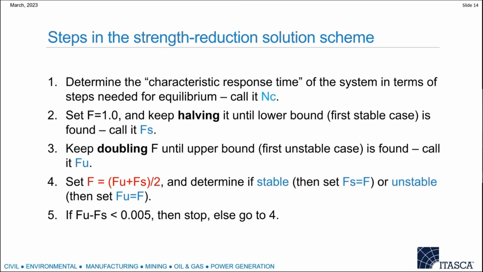we make it 1/4. This is one direction. We can also go the other direction: we can keep doubling F until an upper bound is found. We call it Fu. Once Fs and Fu are found, we set a new F as half of those two values, and so on and so forth. Eventually we have a converged F.